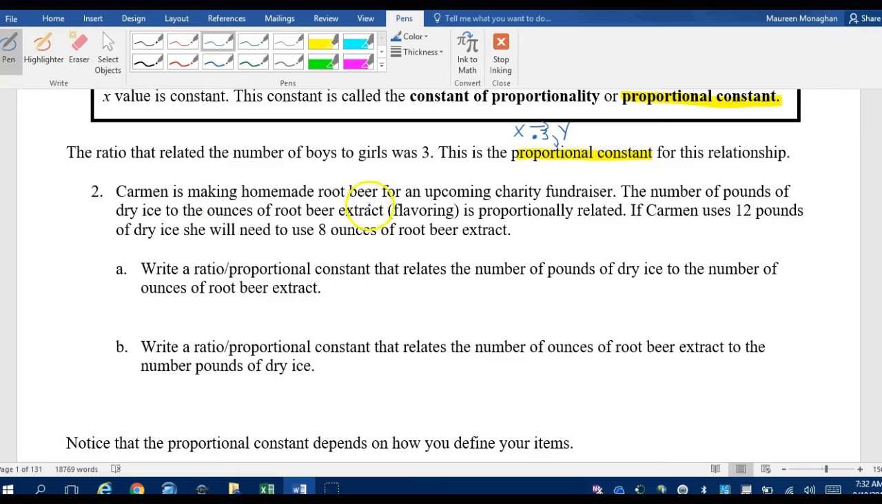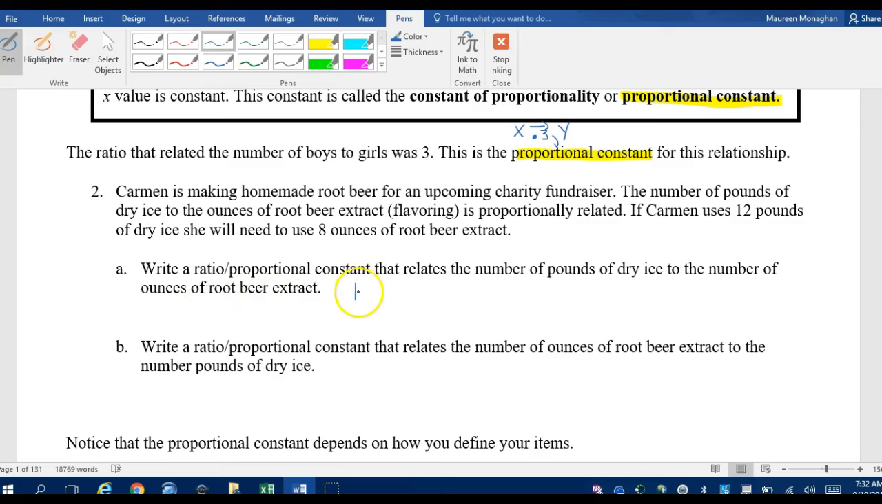Carmen is making homemade root beer for an upcoming charity fundraiser. The number of pounds of dry ice to the ounces of root beer extract flavoring is proportionally related. If Carmen uses 12 pounds of dry ice, she will need to use 8 ounces of root beer extract. Write a ratio or proportional constant, these are the same thing, synonyms, that relates the number of pounds of dry ice to the number of ounces of root beer extract.